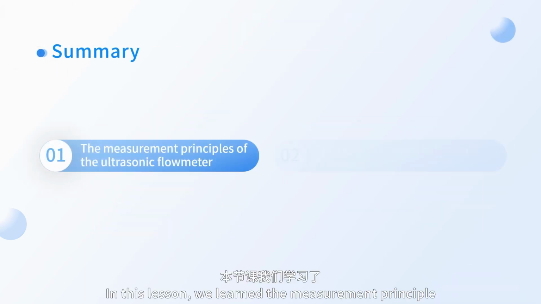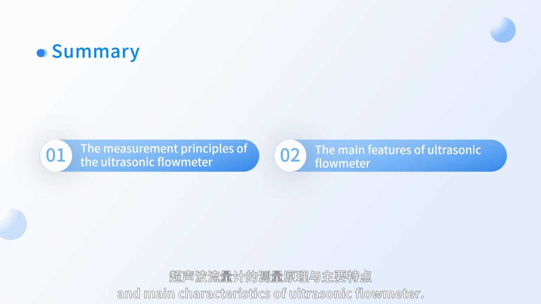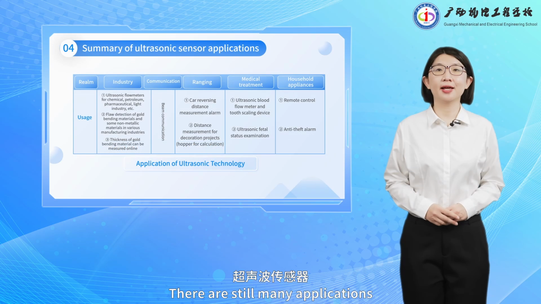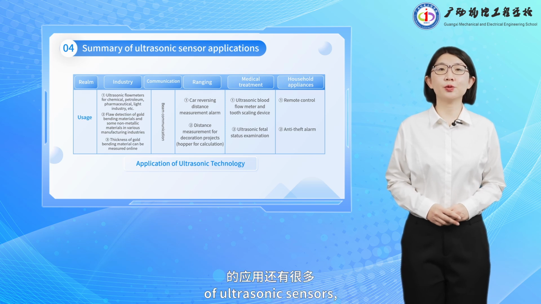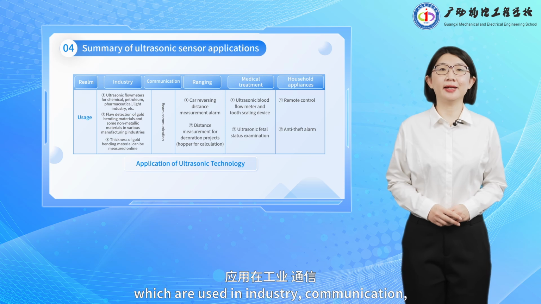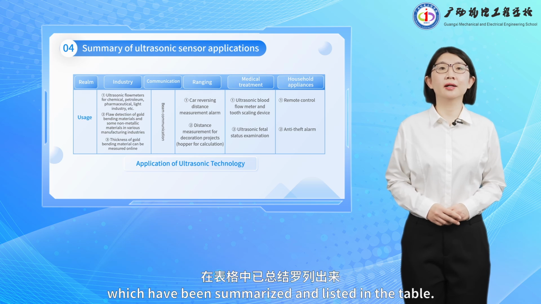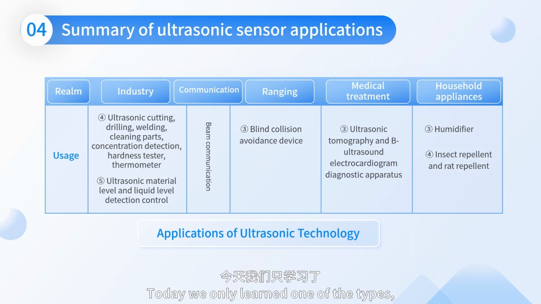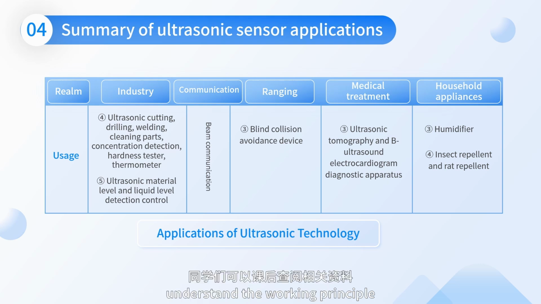In this lesson, we learned the measurement principle and main characteristics of the ultrasonic flowmeter. There are still many applications of ultrasonic sensors, which are used in industry, communication, ranging, medical treatment, household appliances, and other aspects, which have been summarized and listed in the table. Today we only learned one of the types, which is the ultrasonic flowmeter. For other types of ultrasonic sensors, you can consult relevant materials after class, understand the working principle and main characteristics, further consolidate and understand the working principle of ultrasonic sensors, and improve the learning effect.